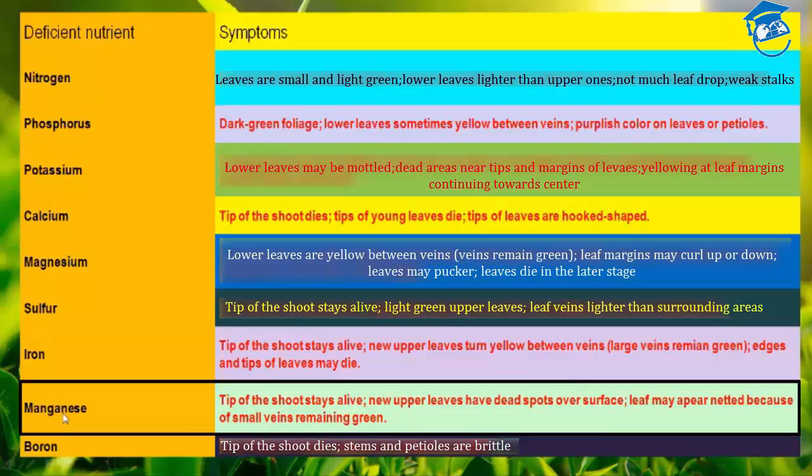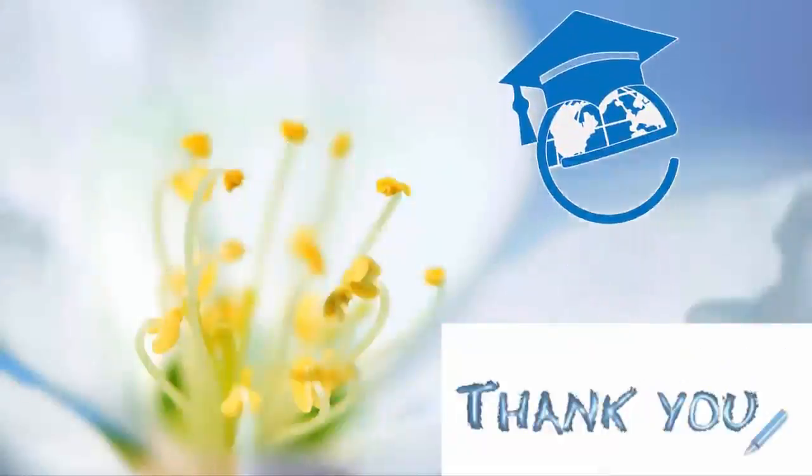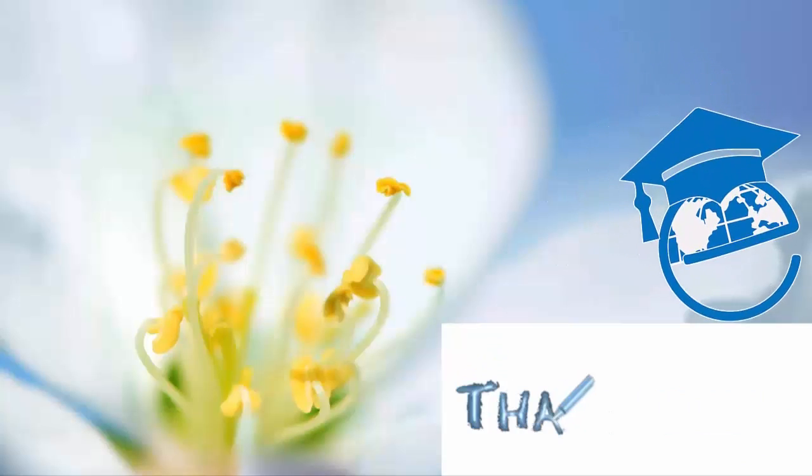Then come to manganese. In manganese deficiency, the tip of the shoot stays alive, but new upper leaves have dead spots over the surface, and the leaf may appear netted, meshed like, because the small veins remain green in color. Now boron. Because of the deficiency of boron, the tip of the shoot dies, and the stem and petiole become so brittle. So this was all about the deficiency symptoms and toxicity of micronutrients.